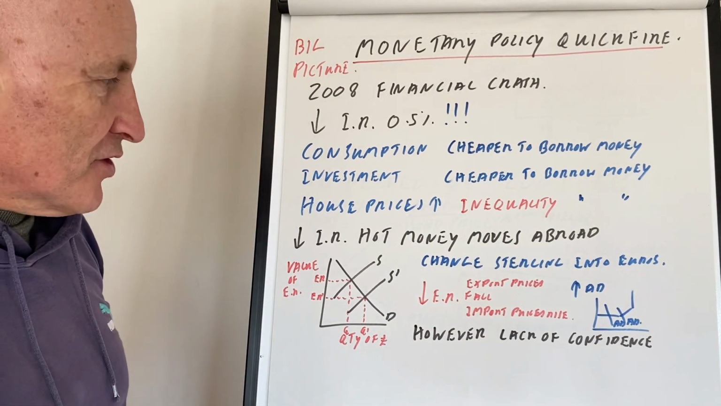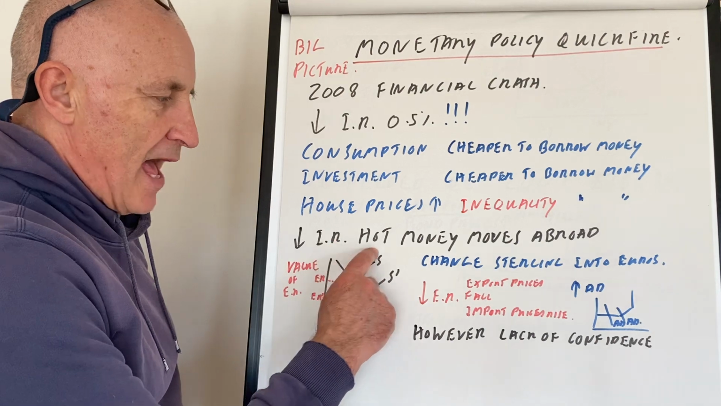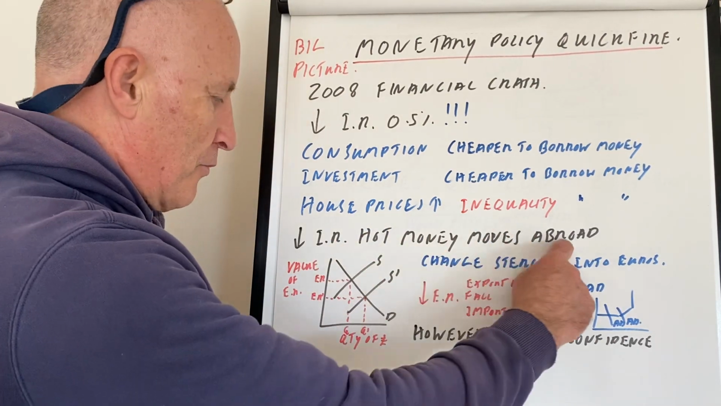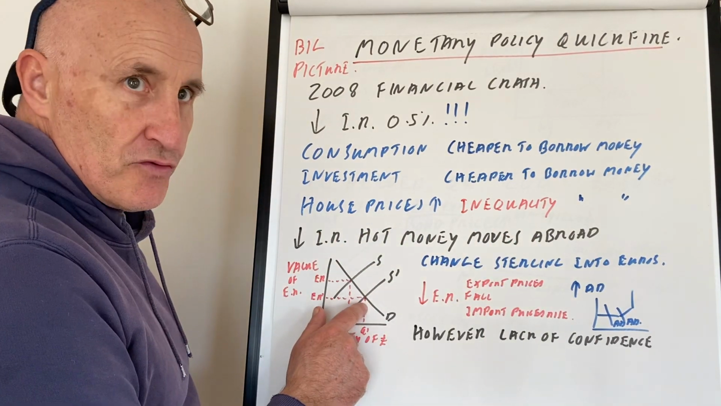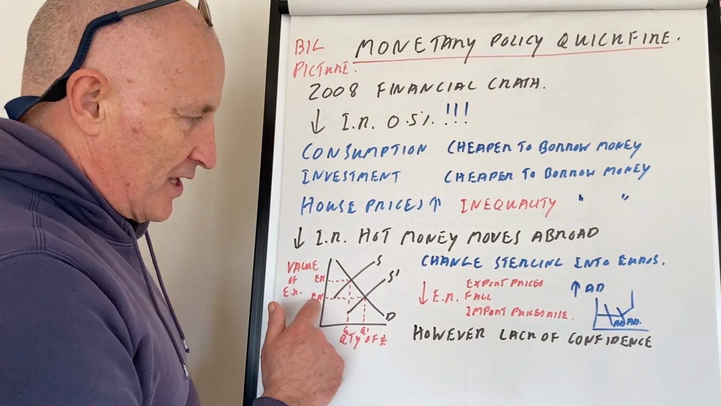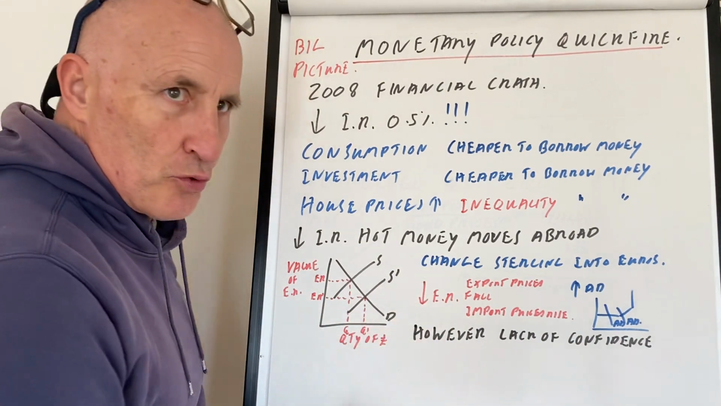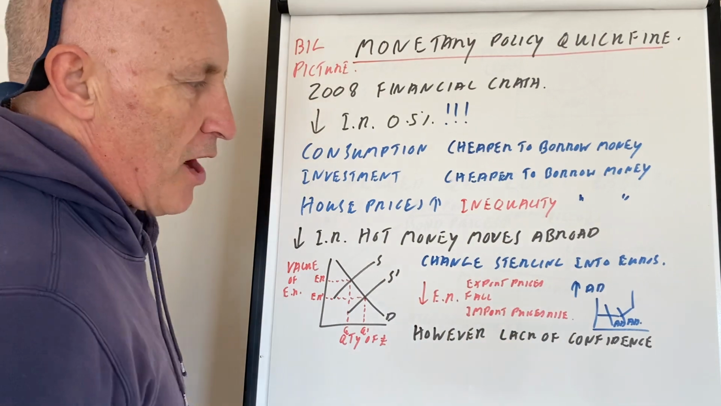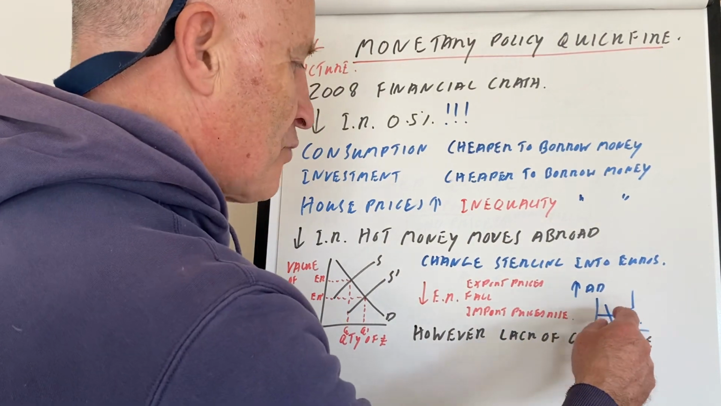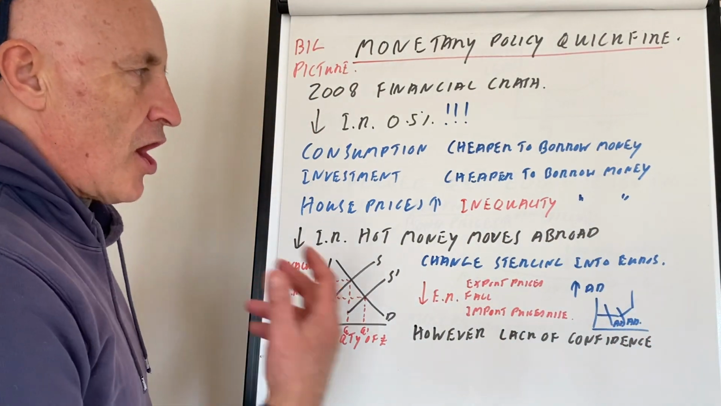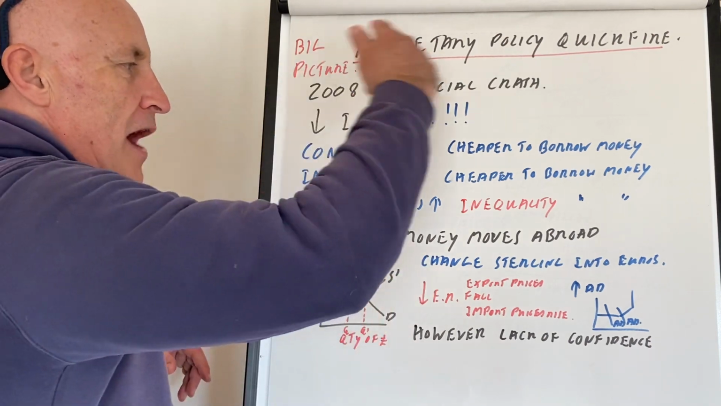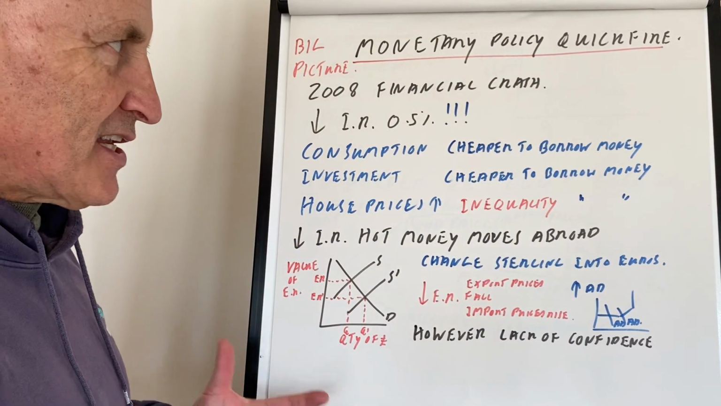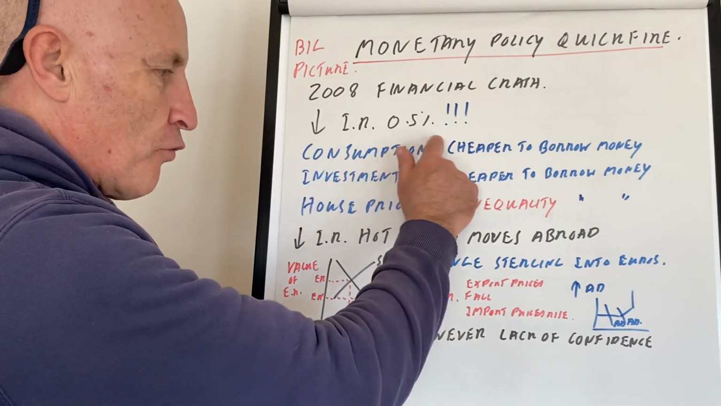And the key one, the technical part, is interest rates will go down, hot money will therefore move abroad, therefore the supply curve will move to the right, therefore the exchange rate will fall. If the exchange rate falls, export prices fall, import prices go up, therefore that will lead to an increase in AD as well. So all of these four actions together will lead to a rise in AD, which is the whole purpose of a fall in interest rates.